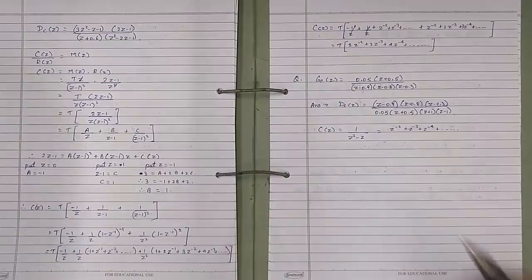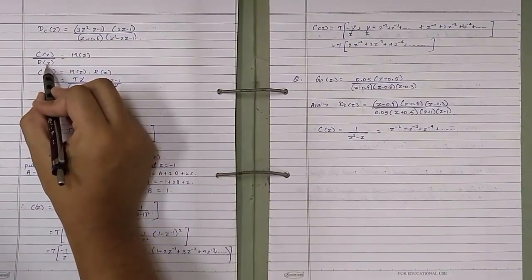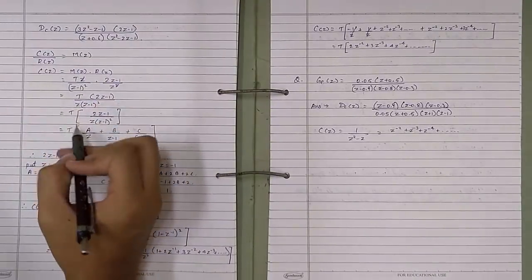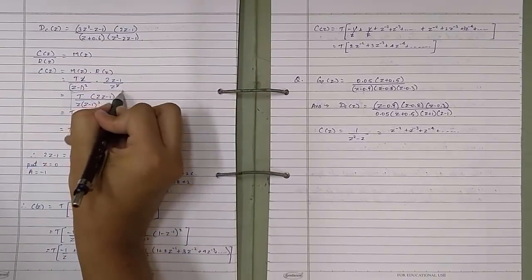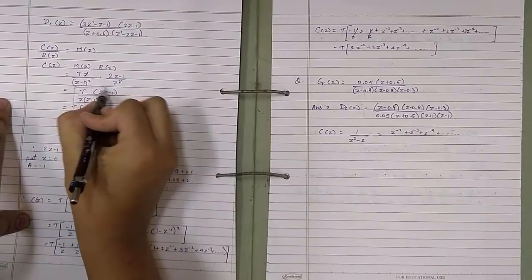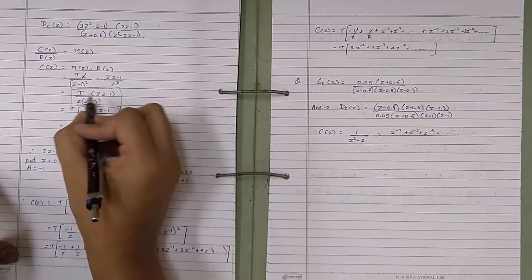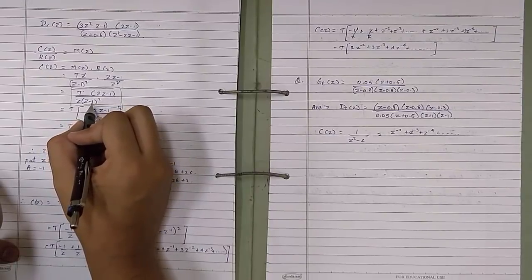Now I'll find the train of samples for the output. So for the output I'll use C(z) upon R(z) is equal to M(z). I know what is M(z), I know R(z), so I'll find C(z). Now what is C(z)? C(z) is given as T into (2z minus 1) upon z into bracket (z minus 1) the whole square.